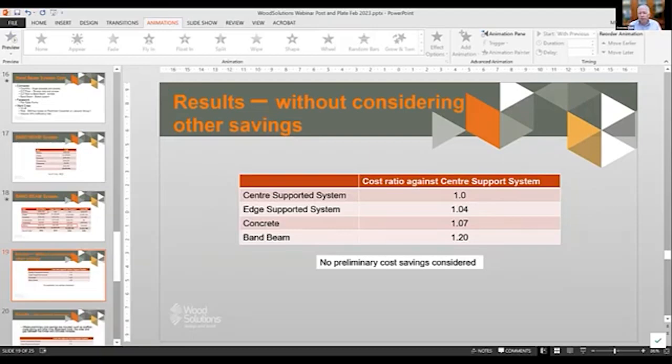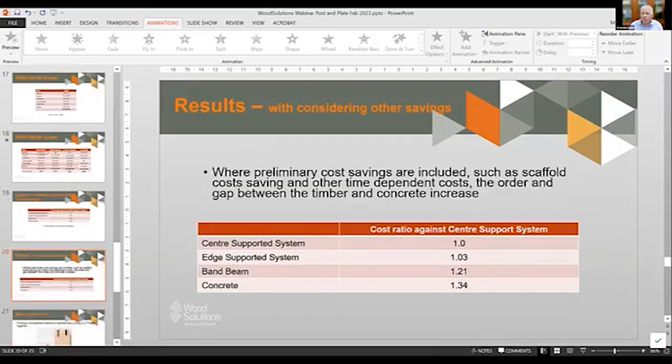So you look at the ratios, focusing on the savings, with no preliminary costs involved. The centre support system with the closest span is the cheapest, followed by edge support, then the concrete, then band beam. But if you want it a little bit clearer, preliminary costs, which is the cost of equipment for hire and things like that, non-productive costs, the construction company staff and things like that. Well, when you include those things, you'll find that the preliminary costs actually do change the order of things, and by far the centre support system is cheaper, and the band beam becomes cheaper than the concrete solution.